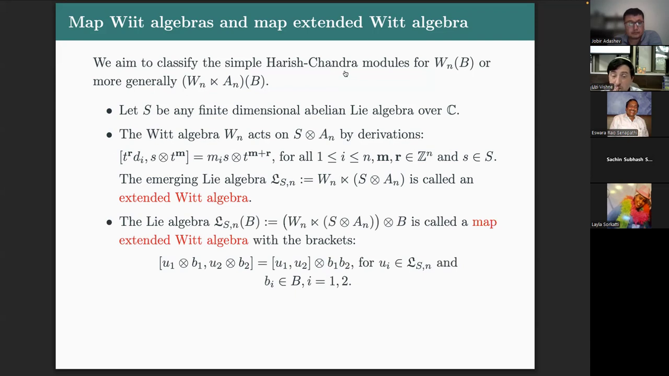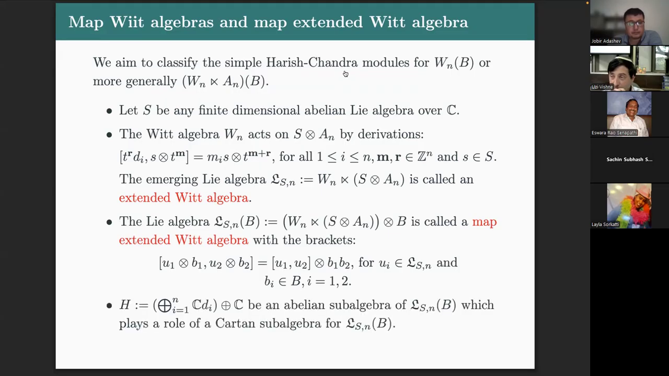You consider the extended Witt algebra tensor B and define the bracket operation. Here the role of the Cartan algebra is played by the d_i's and the central element C.